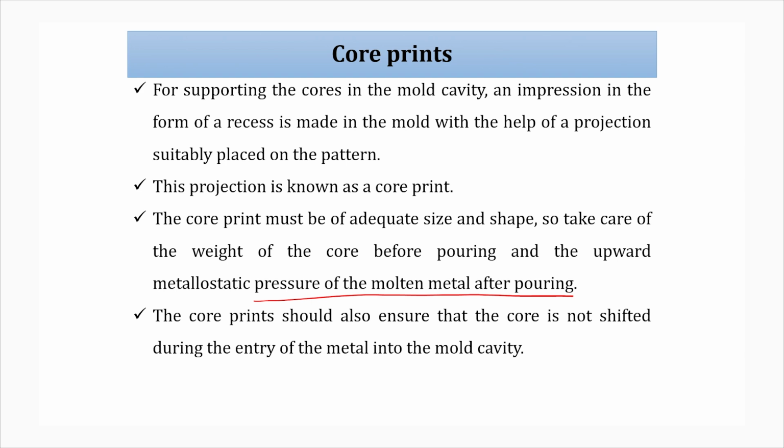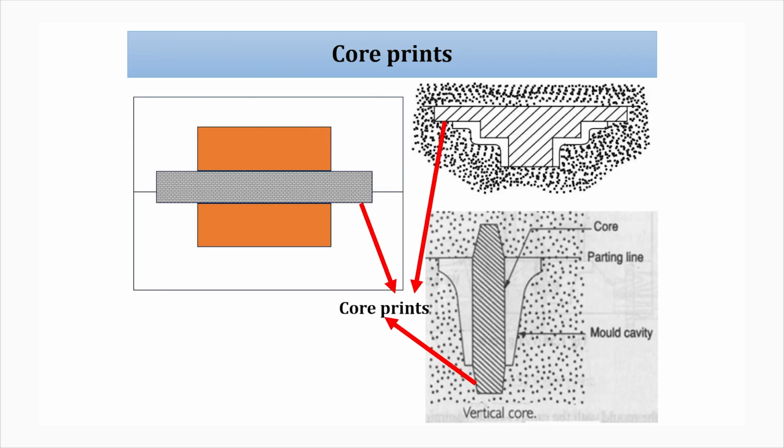The core prints should also ensure that the core is not shifted during the entry of the molten metal into the cavity. It should be stable, it should sustain the temperature, it should be permeable, and it should have green strength also, as we have discussed. So, core prints we have seen, these are the core prints. In the horizontal and vertical core, you can see these additional features are there to support and withstand the core in the cavity. This additional feature is called core prints.